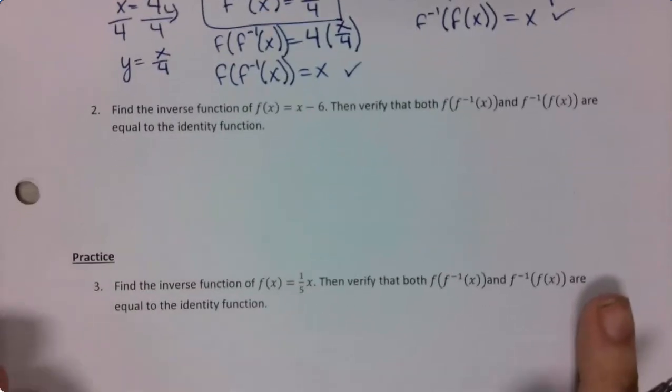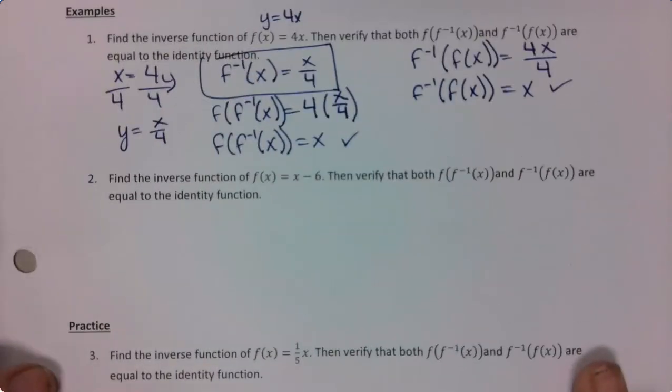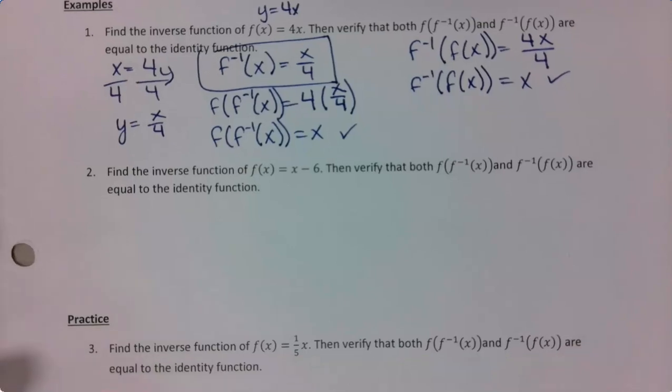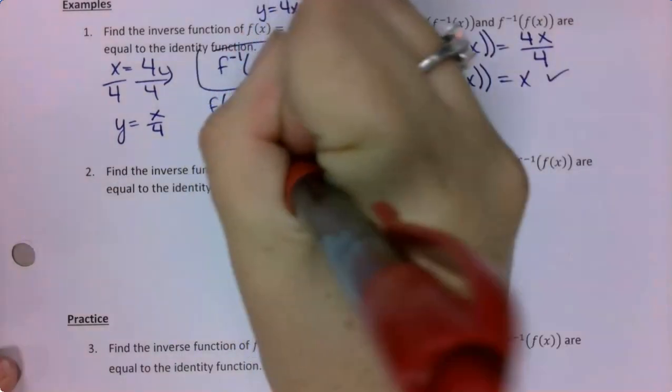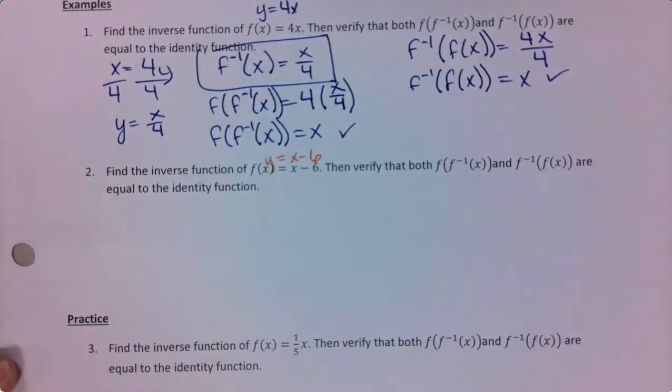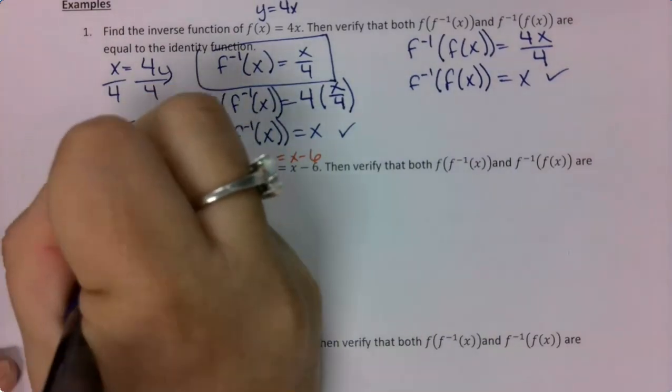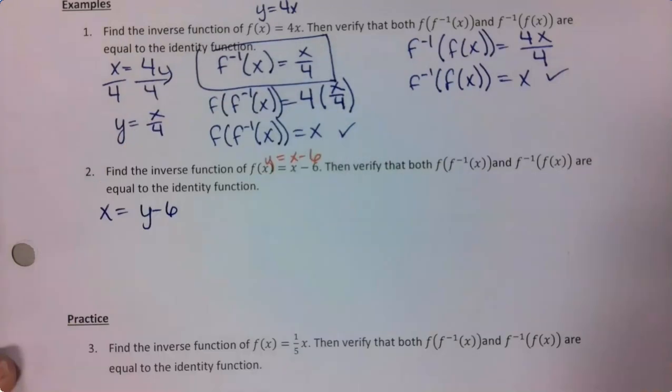So same thing on number 2. Oops, I didn't want to move that all the way off. Same thing on number 2. I want to go ahead and start by finding my inverse function. So I'm going to rewrite this as y equals x minus 6. And then I switch all of my letters. So it's going to become x equals y minus 6.